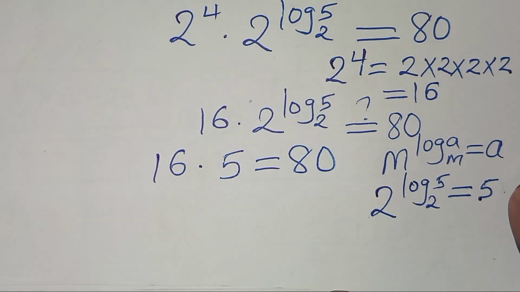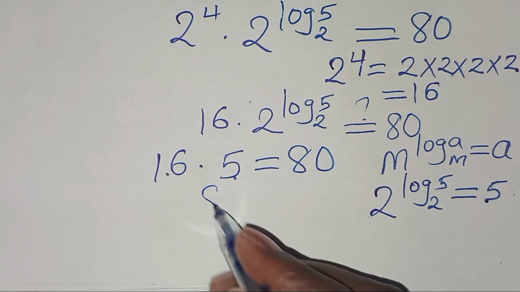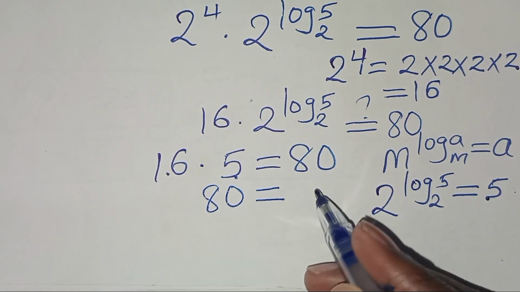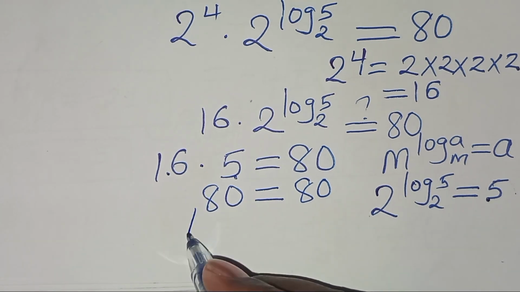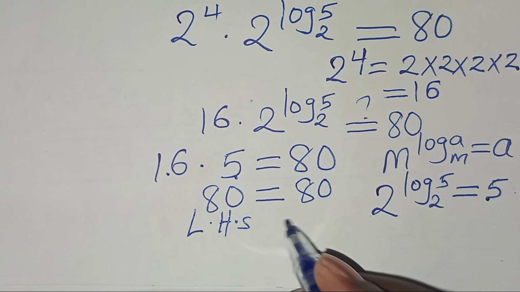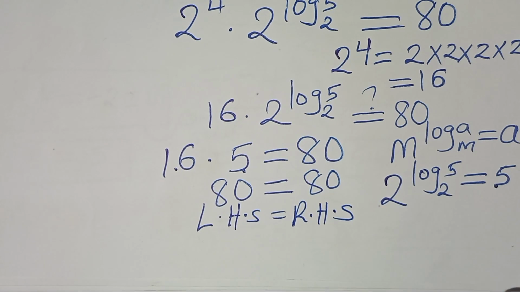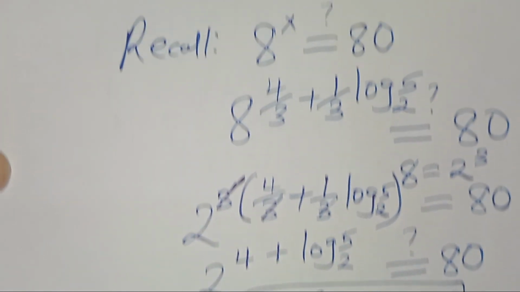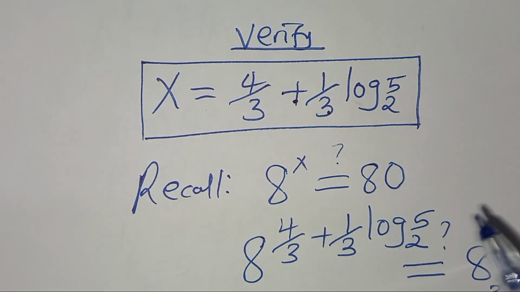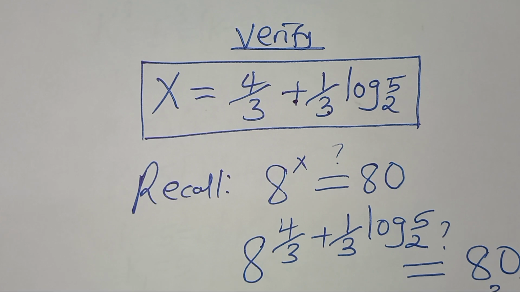Now in this case, we have that 16 times 5 is equal to 80, which is equal to 80. So that means that the left-hand side is equal to the right-hand side. And therefore, this implies that the value of x, which is 4 over 3, plus a third log 5 to base 2, actually satisfies the equation.